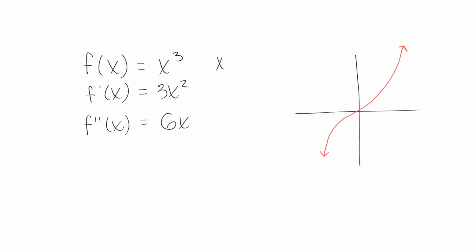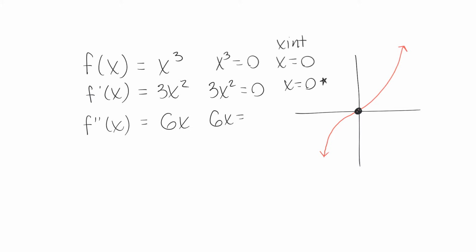So if I say x cubed equals 0, then x equals 0. So this is going to be my x-intercept at 0. There it is. If I set this equal to 0, I get 3x squared equals 0. The square root of 0, 0 again. So this is saying that I potentially have a max or a min there. We're going to see. And then my second derivative says 6x equals 0. So again, x equals 0. So this is potentially an inflection point.